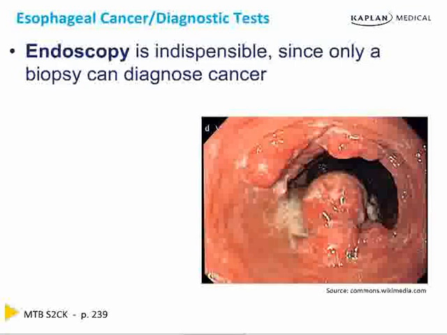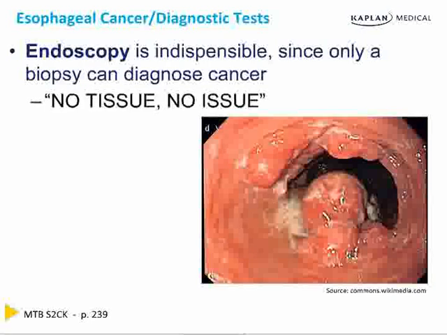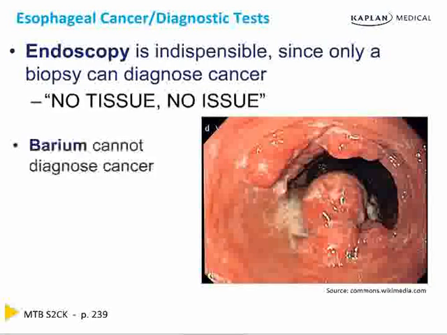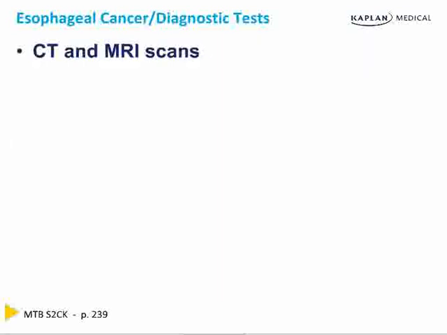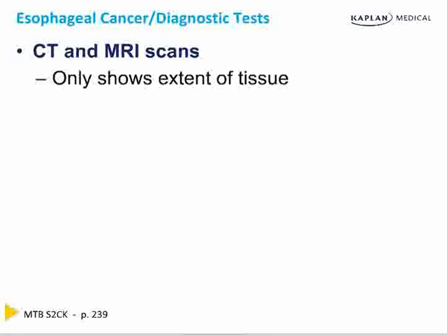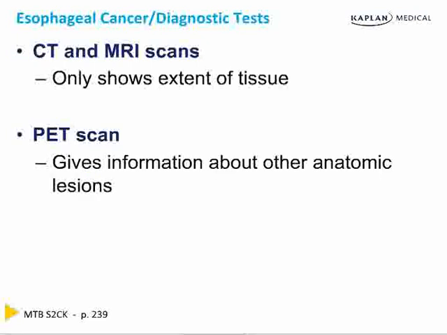It allows direct visualization and the ability to obtain tissue. Barium swallow may be the best initial test, however it only shows an abnormal contour to the esophagus and thus cannot diagnose as there is no tissue sample. Remember, if there's no tissue, there is no issue. CT and MRI is not enough to diagnose esophageal cancer. It can only be used to determine the extent of spread into surrounding tissues. PET scan is used to determine the contents of anatomic lesions if you're not certain whether they contain cancer or not.